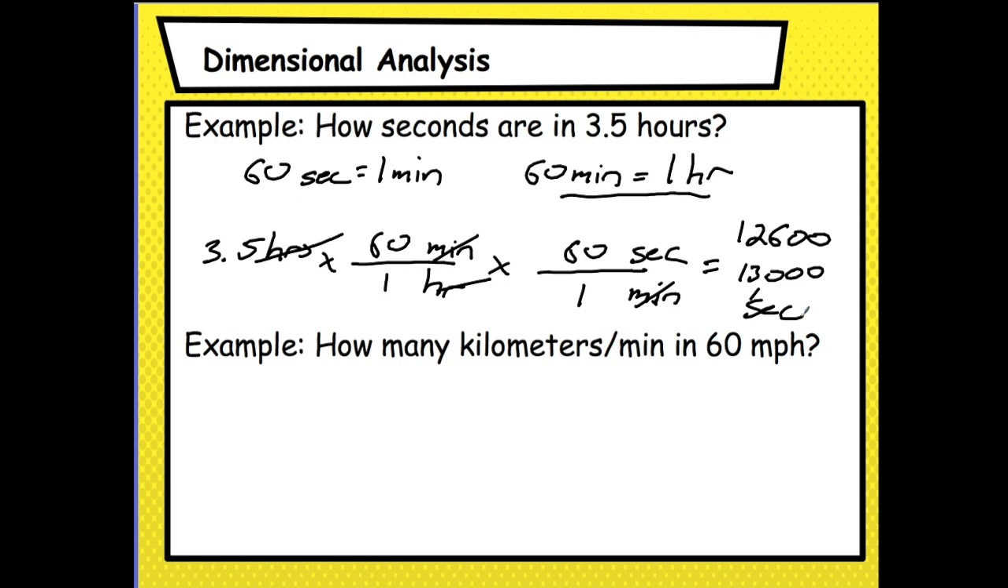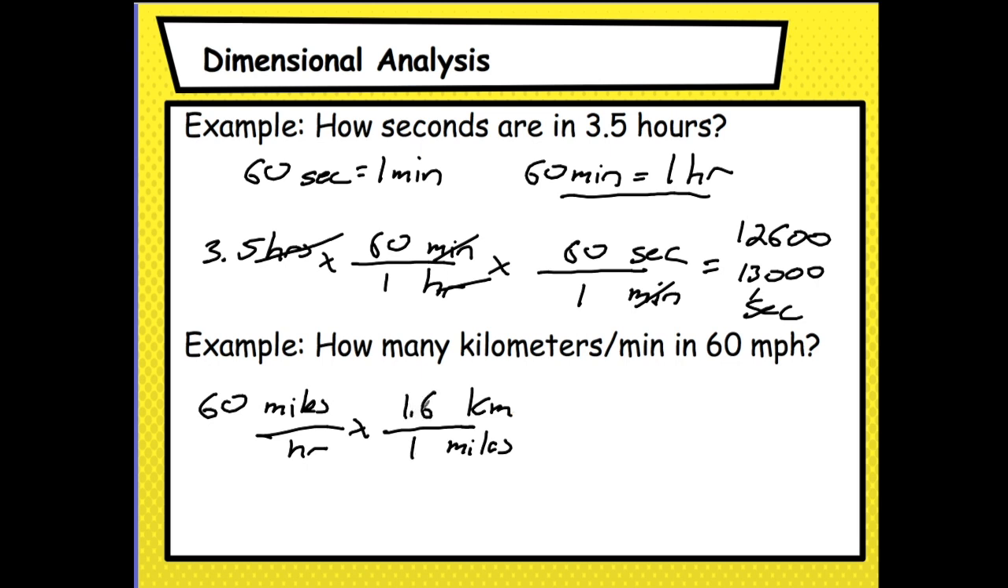Dimensional analysis can also work with numbers that have to do with 2 units. So for example, how many kilometers per minute is in 60 miles per hour? So given 60 miles per 1 hour, now I'm going to use dimensional analysis again, and I'm going to be converting 2 units at once. I'm first going to do miles. So since miles is on top, I have to have miles in the bottom, and I have to find the conversion between miles and kilometers. And 1 mile is 1.6 kilometers.